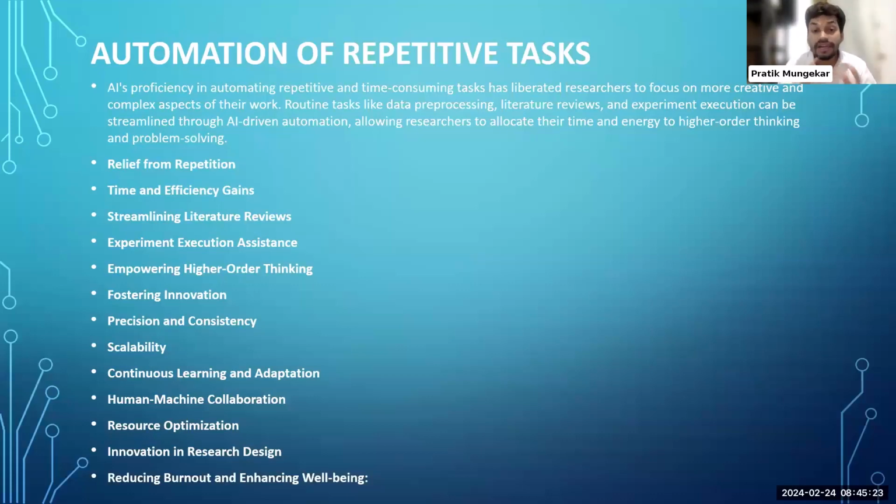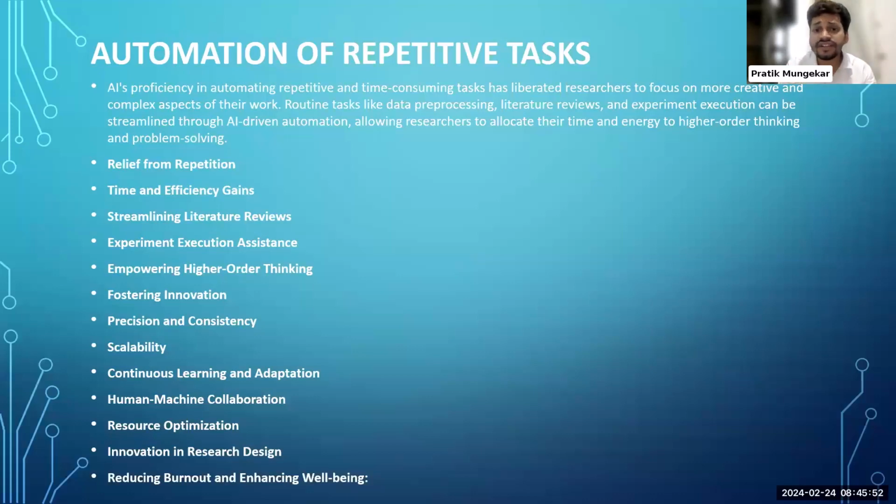Then comes scalability. So as the scale of research projects grows, so does the volume of repetitive tasks. So AI excels in scalability. It can handle large data sets, process extensive literature databases, and execute repetitive experiments on a scale that would be impractical for humans. So this scalability allows researchers to tackle ambitious projects that might otherwise be overwhelming.